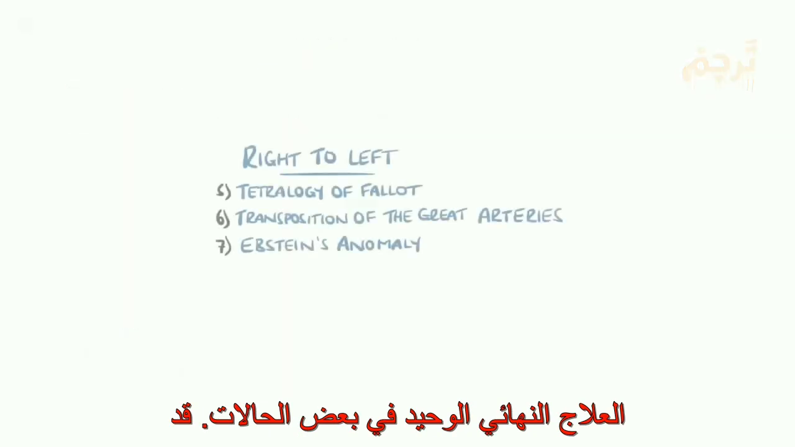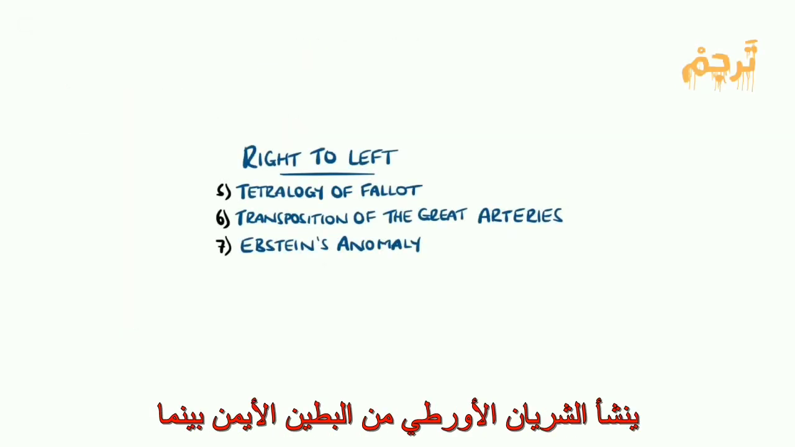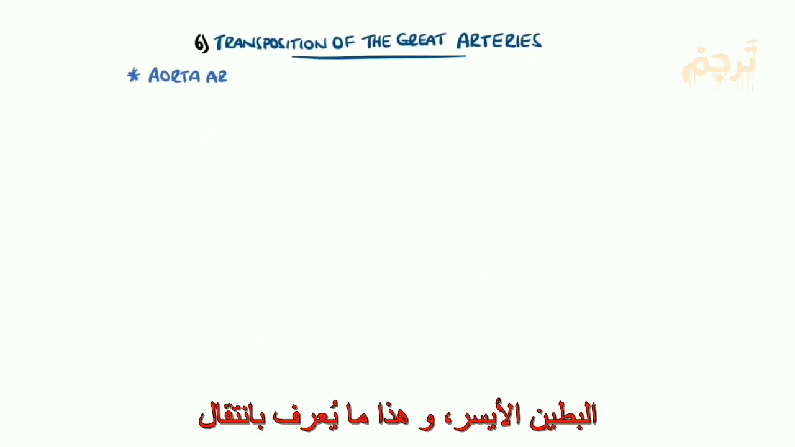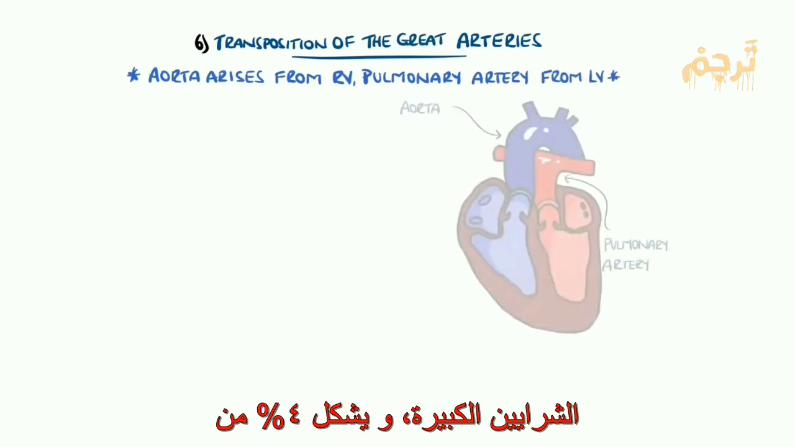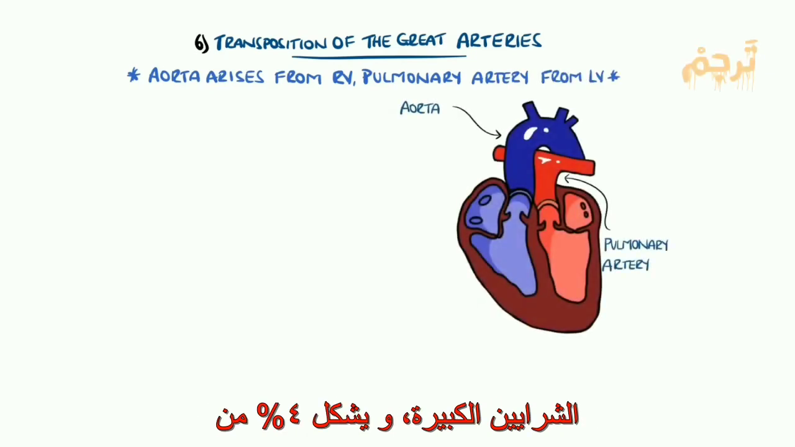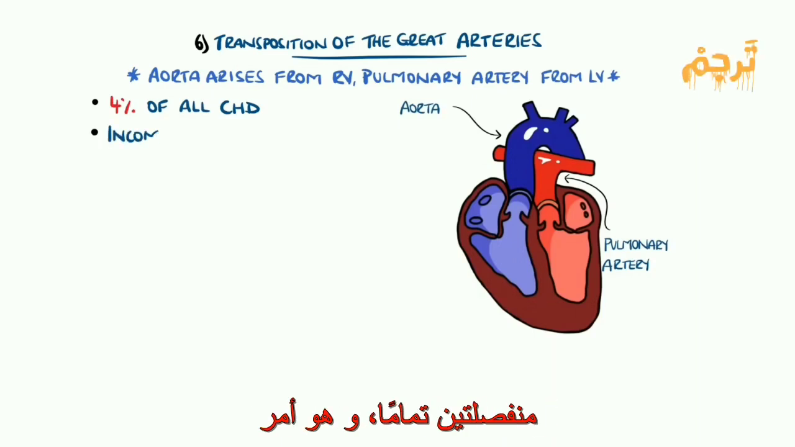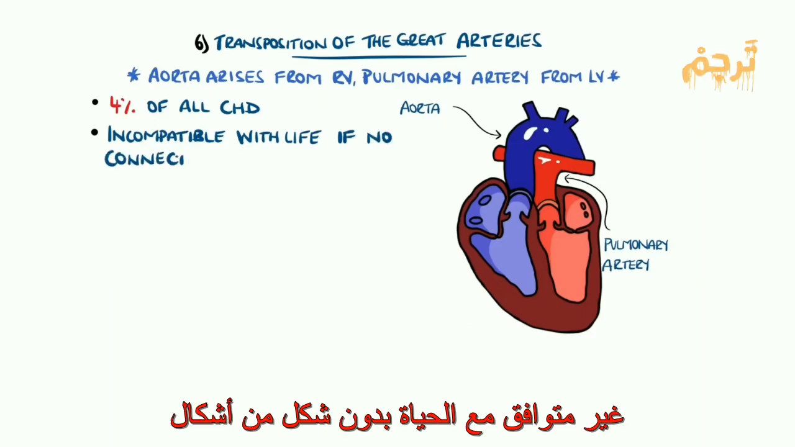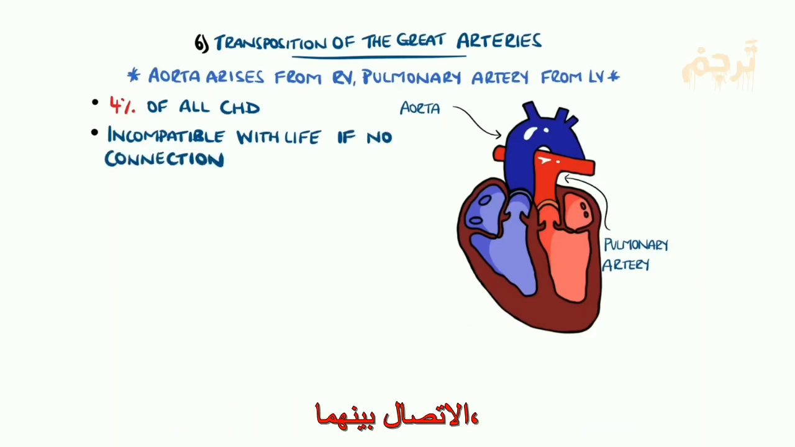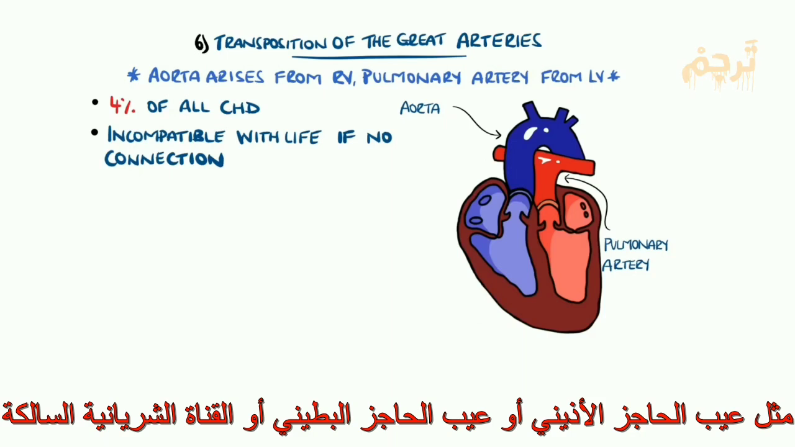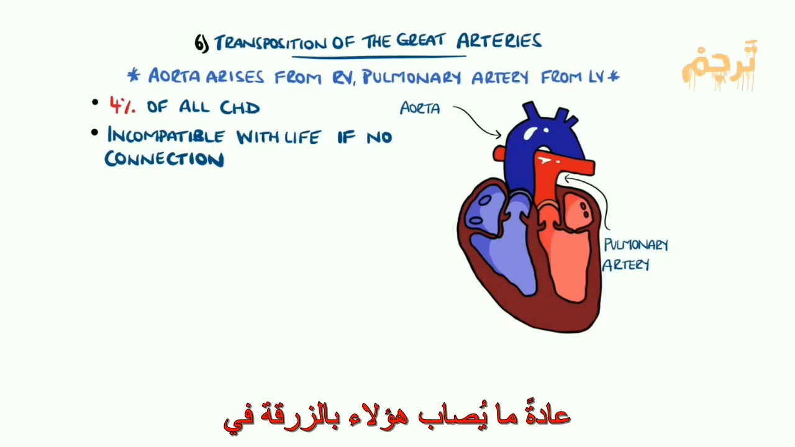In some cases, the aorta can arise from the right ventricle, while the pulmonary artery arises from the left ventricle. This is known as transposition of the great arteries, and makes up 4% of all congenital heart defects. This effectively generates two completely separate circulations and is not compatible with life without some form of connection between the two, such as through an ASD, VSD, or PDA.